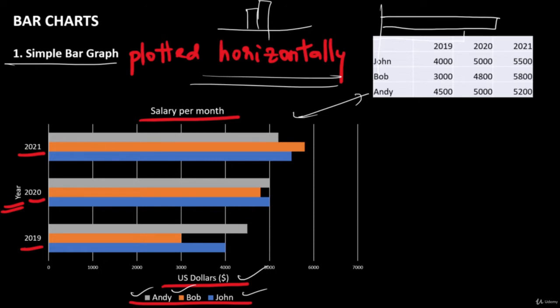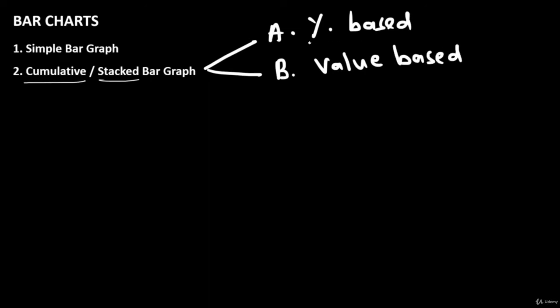Let's move on to the next one, which is a cumulative or stacked bar graph. The key word over here is cumulative or stacked. Let's understand what this means. When it comes to a cumulative or stacked bar graph, there are two types. The first one is on the basis of percentage, and the second one is on the basis of value. Let's get started with the first one, which is on the basis of percentage.